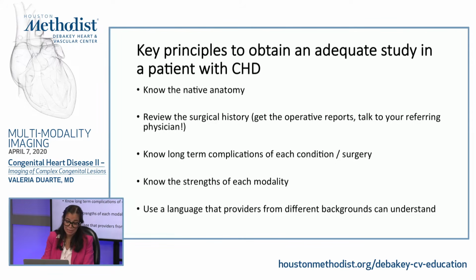And then, very importantly, we need to use a language that providers from different backgrounds can understand. And by this I mean, in congenital heart disease, the referring provider can be an adult cardiologist or a pediatric cardiologist, and sometimes the same things are called with different names. So we as imagers need to make sure that our reports are comprehensive and descriptive enough, and that we provide the information in languages that everybody can understand.